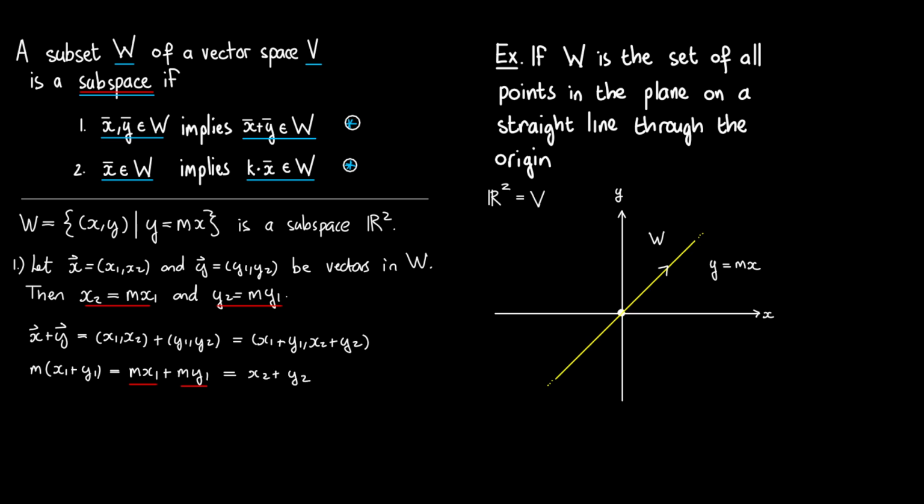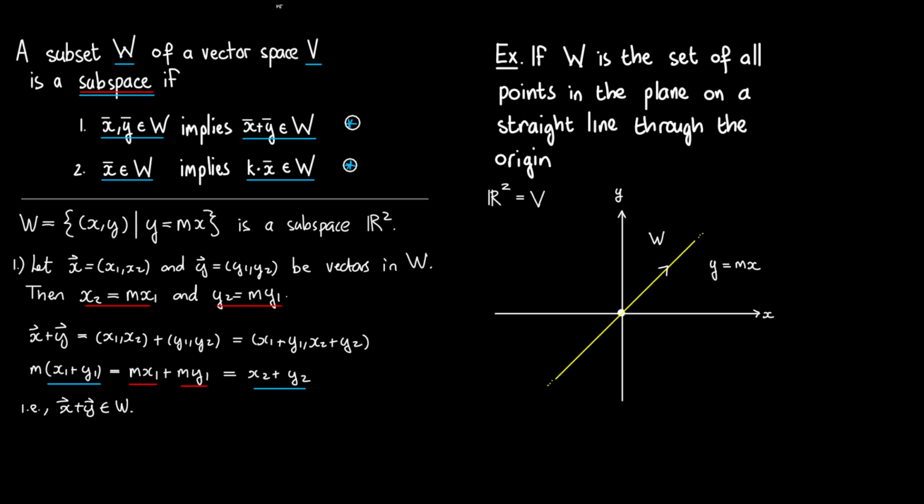So in other words, the first component times m is equal to the second component. And this is just to say that our original vector x plus y is in W. Okay, good. So that shows us closure under vector addition, the first property.